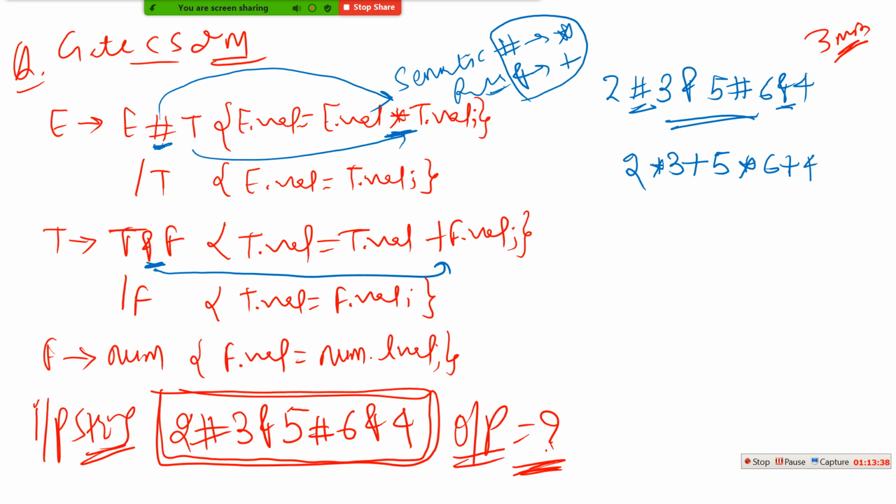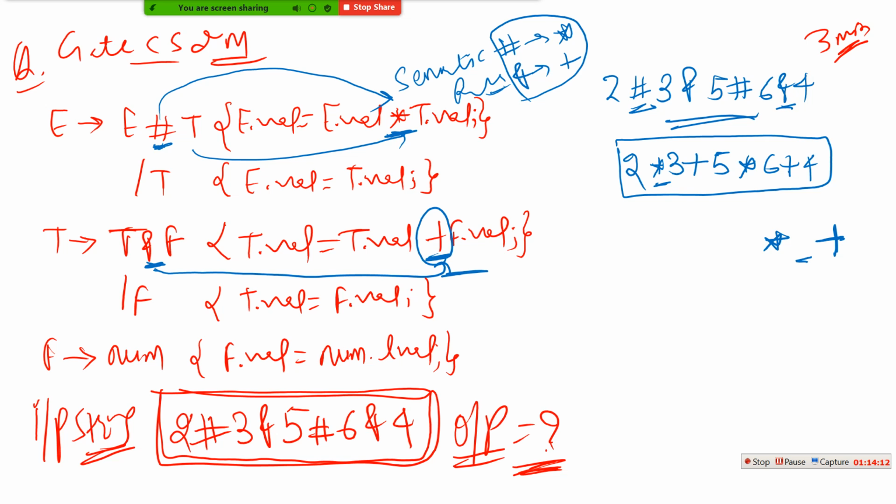So I hope you are getting this. Now there is no need to make the semantic tree, because in the GATE exam, if you apply shortcuts and know the concepts of compiler design, how the compiler is processing this, it is going to be very useful for you. So we first need to answer: among the multiplication operation and the addition operation, whose precedence is greater?